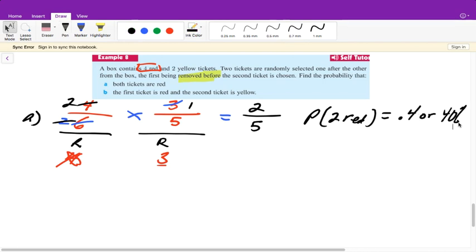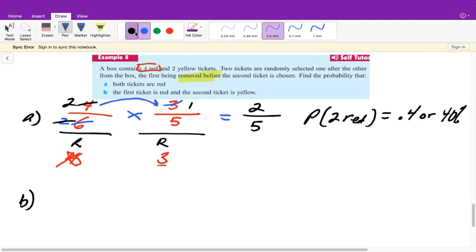All right, so we simply just find the probability of each event occurring, and we just multiply them, just like we were just doing. The difference is now we need to think about, okay, what is going to happen to this, what's going to happen to this probability of the red ticket as we move to the second one.